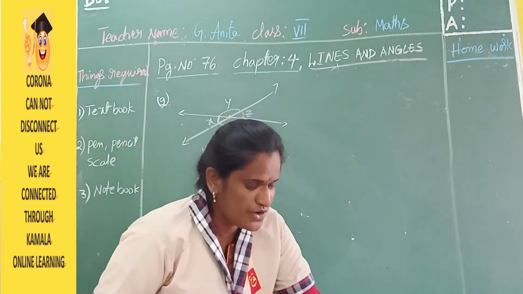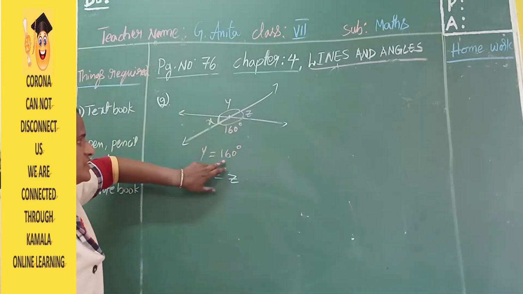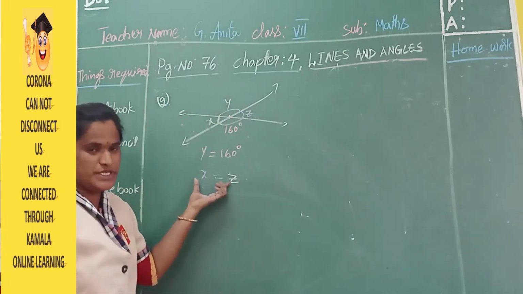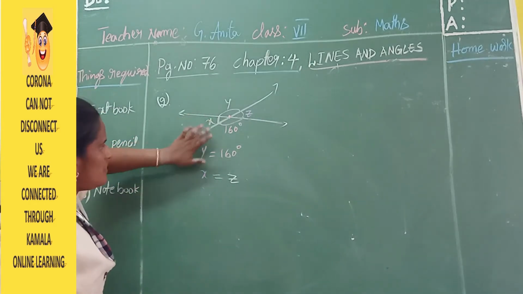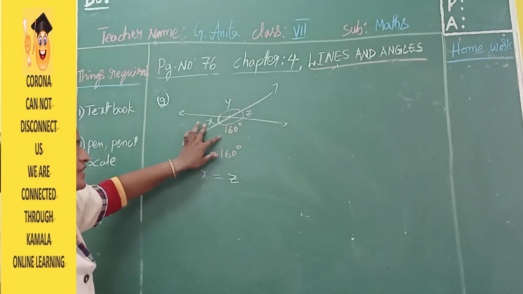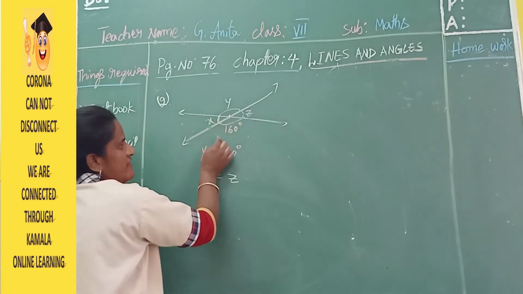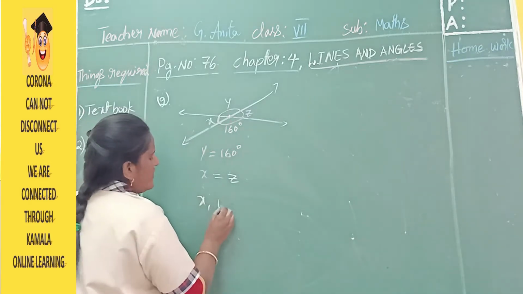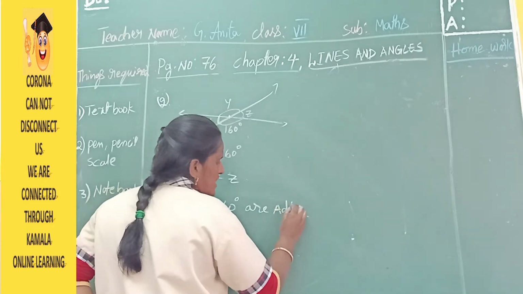Simple, students. First observe. These are vertically opposite, which means the y value is equal to 160 degrees. So x and z are vertically opposite, so that's why x is equal to z. One more thing we can observe: these x and 160 degrees are adjacent angles, because they both have a common vertex and a common arm.